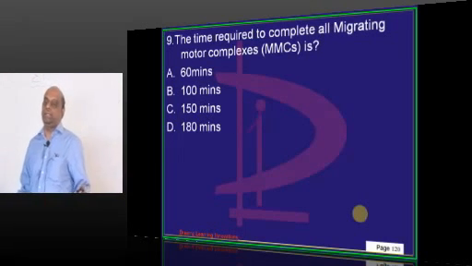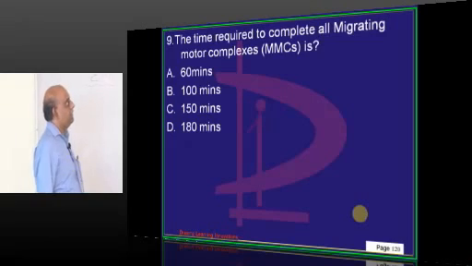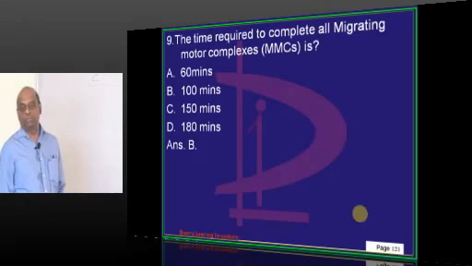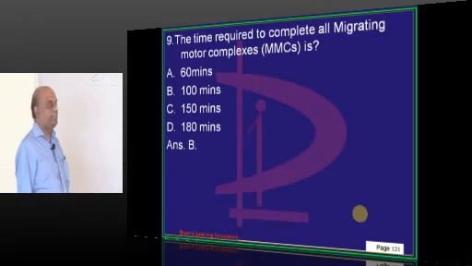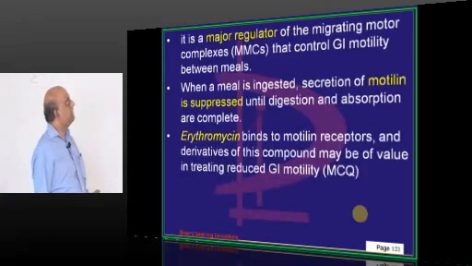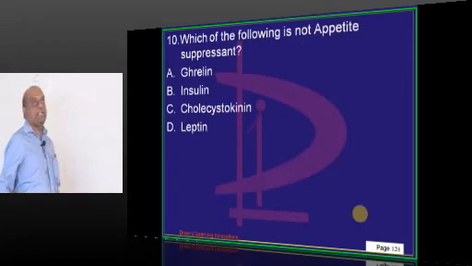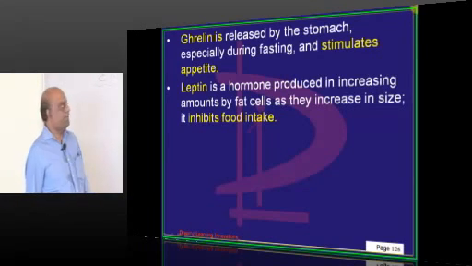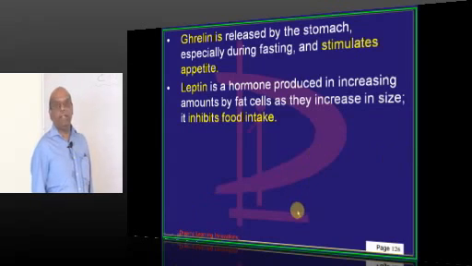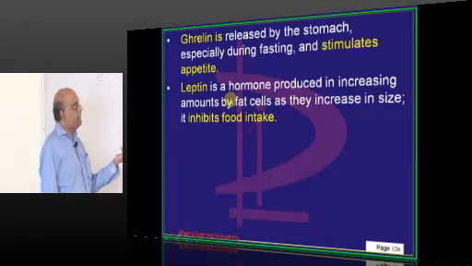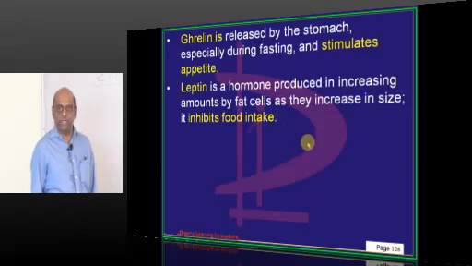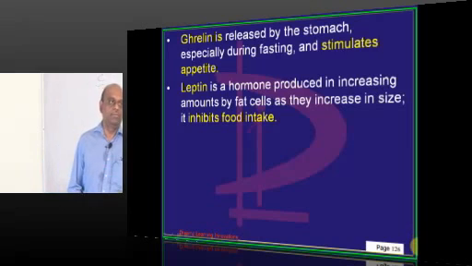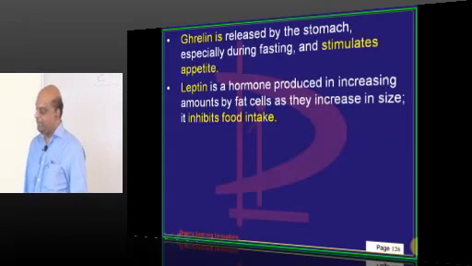So, what is the time required to complete all migrating motor complexes? It's a stupid question, purely numerical. You don't know, that's all. 100 minutes. Then which is not an appetite suppressant. Ghrelin is released by the stomach during the fasting, and it stimulates the appetite. Leptin is produced by the fat cells, adipose tissue, and it will inhibit the food intake. Right? So that is very, very important.